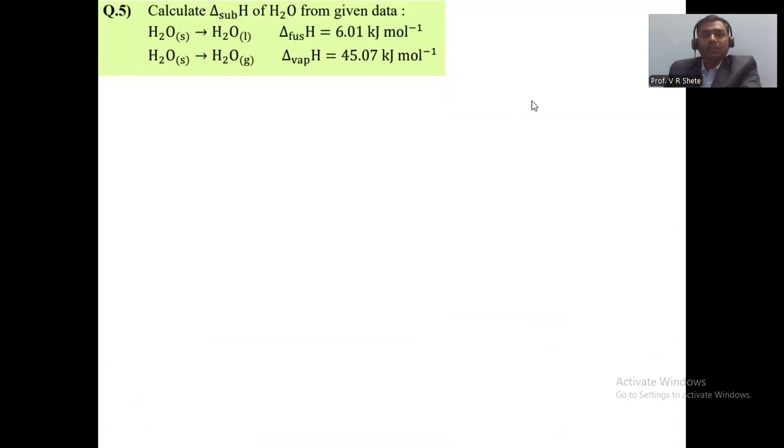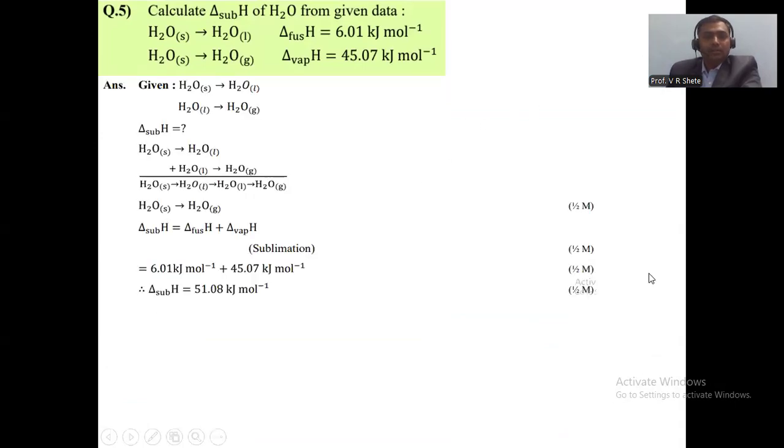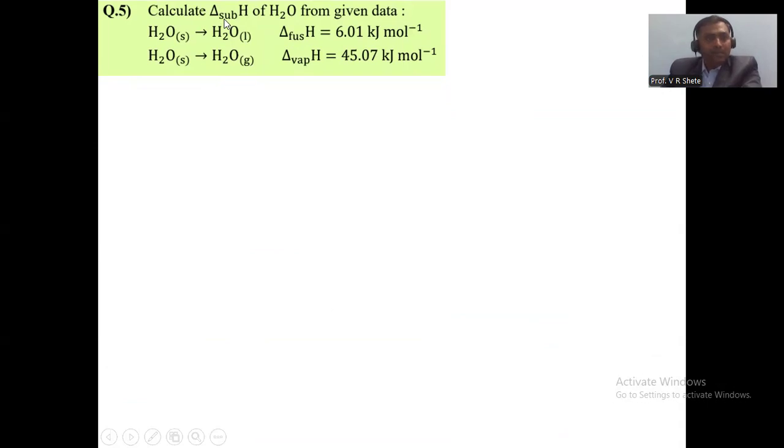Next question. Calculate the change in enthalpy of sublimation for water. For H2O, in the first reaction, H2O solid will be converted into H2O liquid. The enthalpy of fusion will be 6.01 kilojoule per mole. And the second one, this is liquid, actually a correction in this question: H2O liquid will be converted into H2O gas. The change in enthalpy of vaporization will be 45.07 kilojoule per mole.